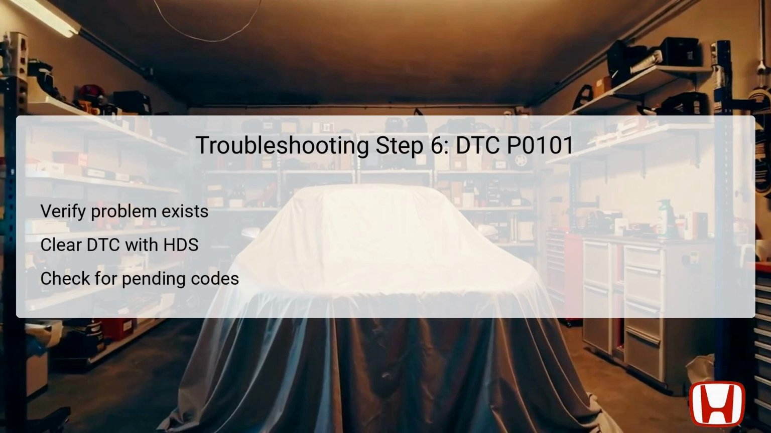The final step involves verifying whether the problem persists after clearing the DTC with the HDS. Start by turning the vehicle off before turning it back to the on position to proceed with clearing the code. Once cleared, start the engine and hold the engine speed at 3,000 RPM without load until the radiator fan activates. Then allow it to idle for at least 5 seconds.